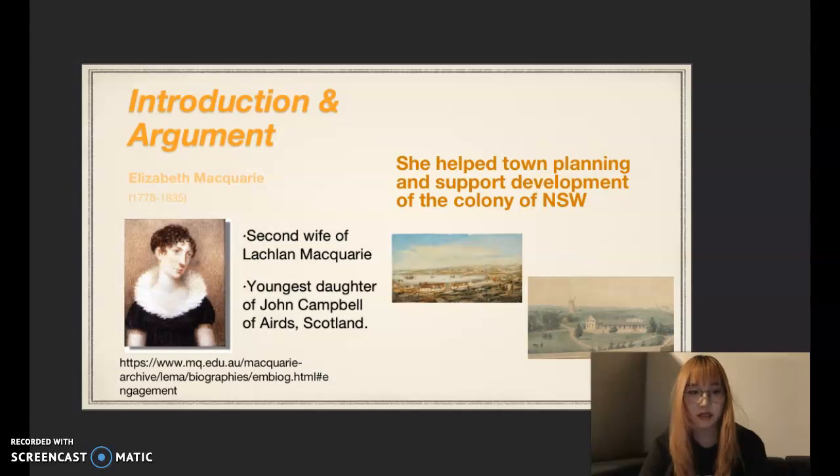My topic is Elizabeth Macquarie and how she helped the development of New South Wales and assisted the town planning of the colony at that time. The introduction is mainly about the person in my argument. As we know, Elizabeth Macquarie is the second wife of Lachlan Macquarie, and she is also the youngest daughter of John Kemper. Now I consider she helped the colony a lot, which was demonstrated in a range of parts of colony life. Why I think this way I will explain to you in the next slides.